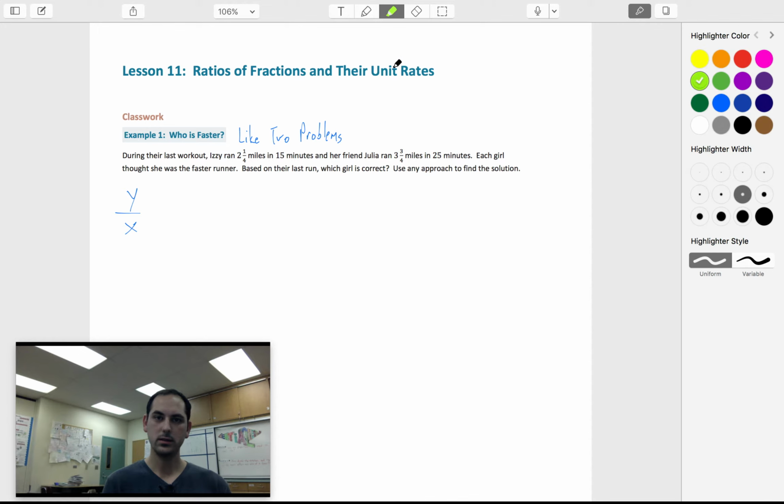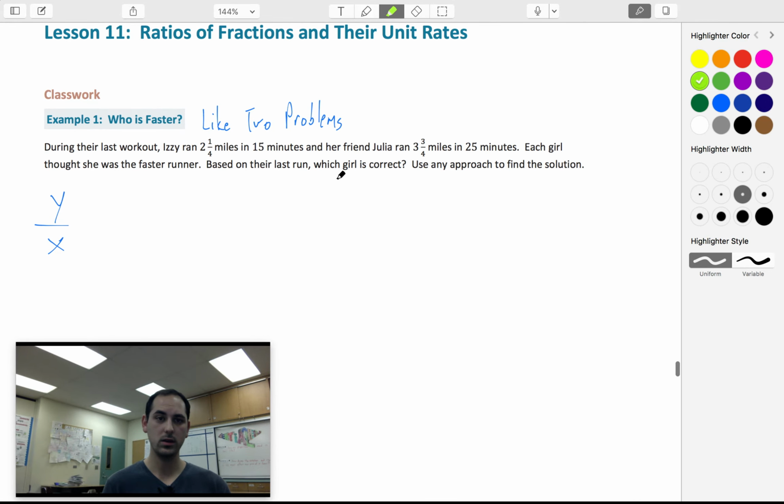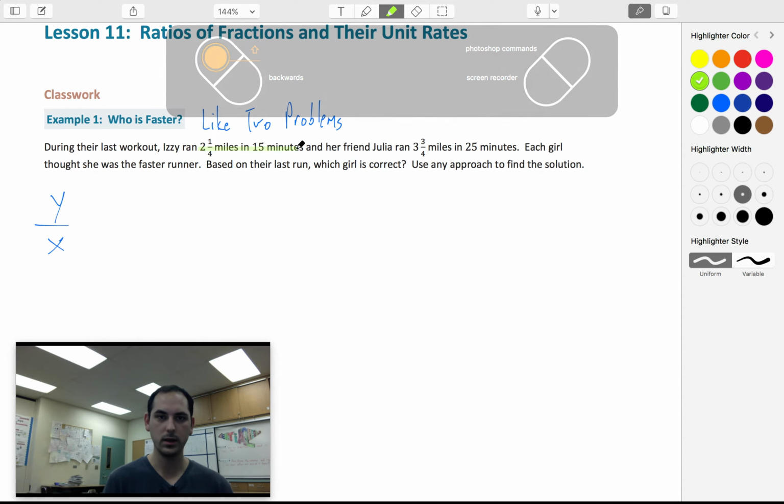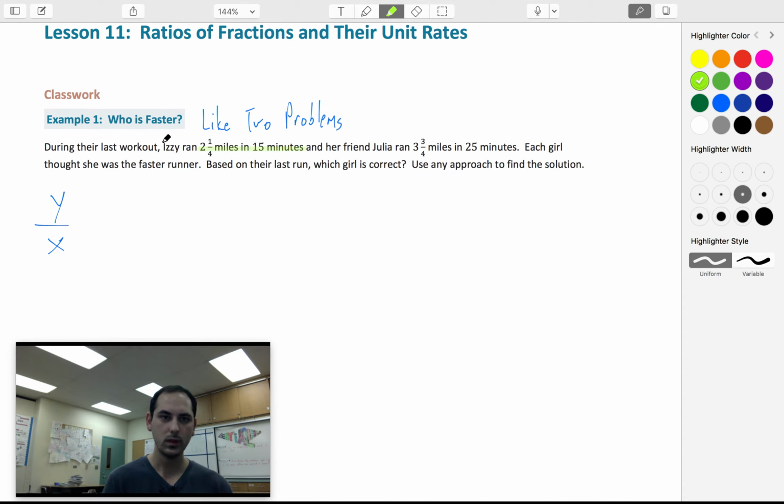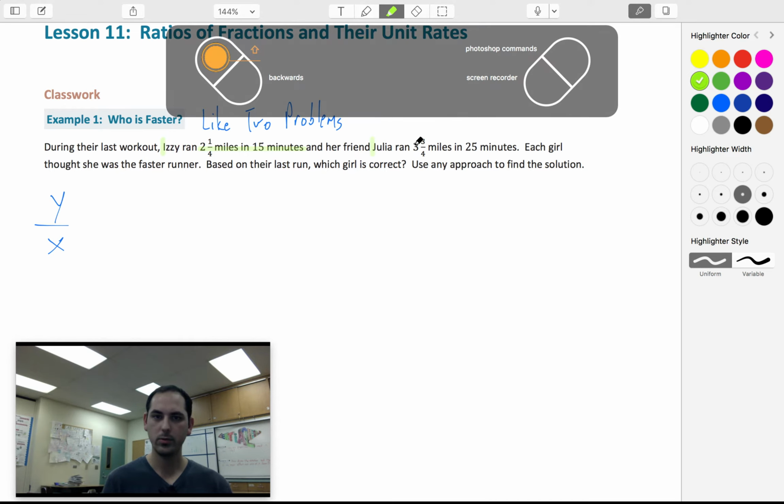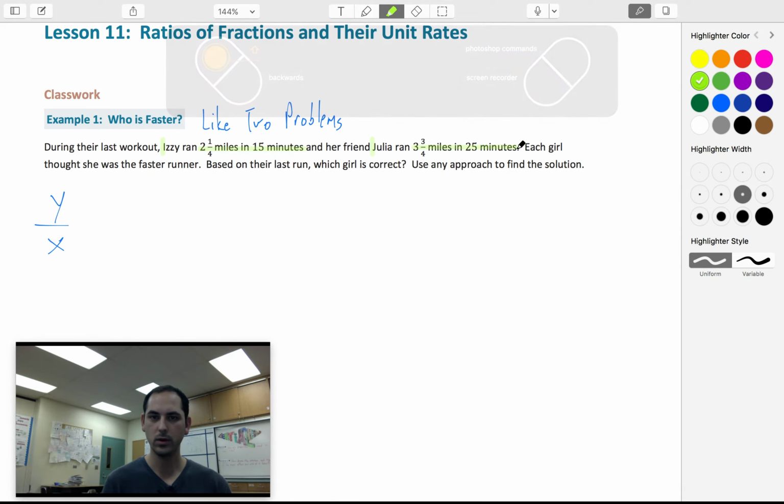Now looking at this, if you need to pause the video, take out a highlighter. During their last workout, Izzy ran 2 1/4 of a mile in 15 minutes. So we're going to have 2 1/4 mile in 15 minutes. And this was for Izzy. So we'll highlight the I. And her friend Julia, we'll highlight the J, ran 3 3/4 miles in 25 minutes.